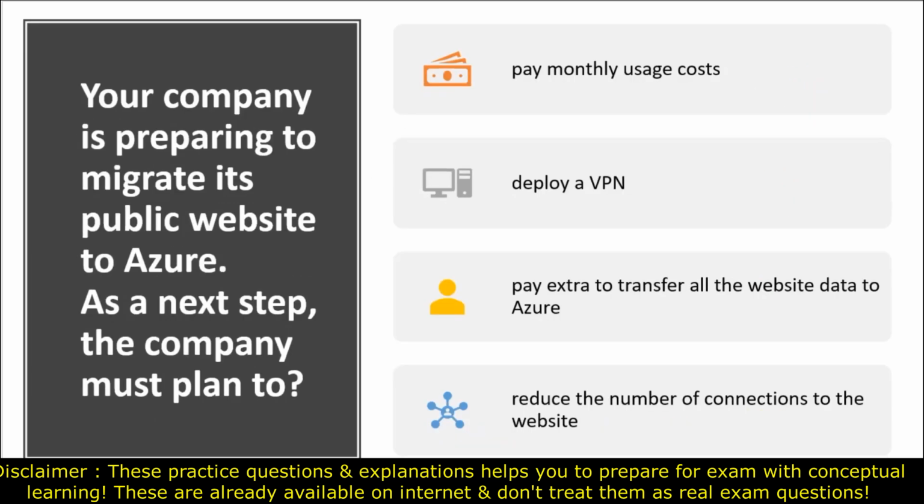In this question, they are asking, your company is preparing to migrate its public website to Azure. As a next step, the company must plan to what exactly? Pay a monthly usage cost, deploy a VPN, pay extra to transfer all the website data to Azure, or reduce the number of connections to the website. For this question, we will go with paying a monthly usage cost whenever they need to migrate their public website to Azure.